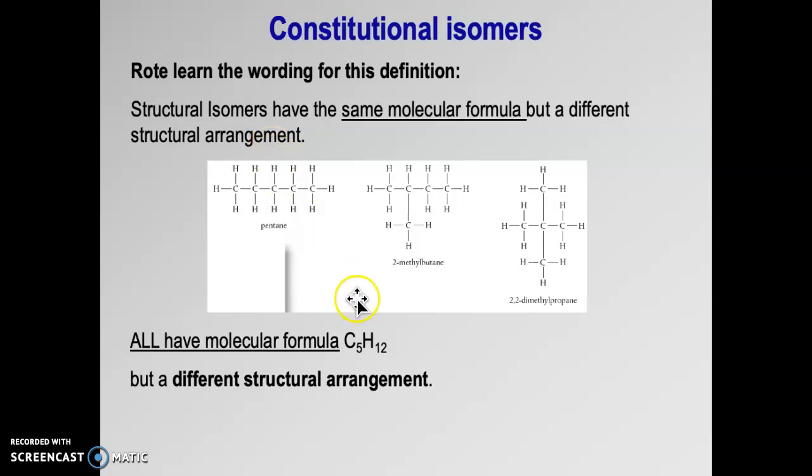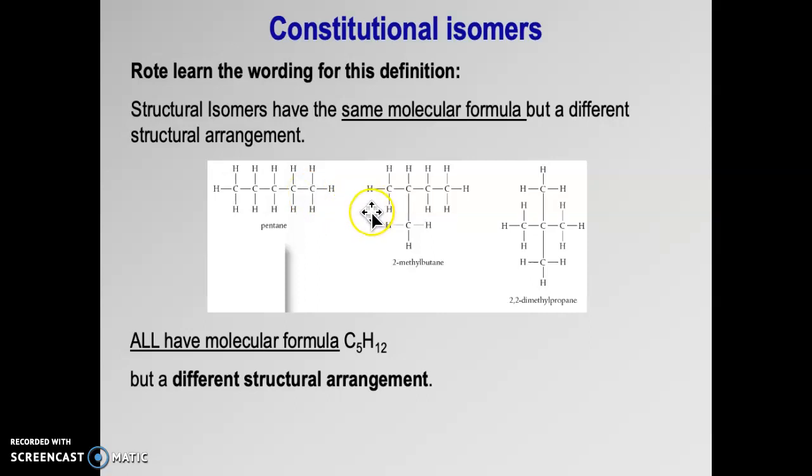So we've got some examples here. Each of these three molecules has the molecular formula C5H12. So what you'll find in this molecule is 5 carbons and 12 hydrogen atoms, likewise with these other two isomers. The difference is they differ in their structural arrangement. So the first isomer, pentane, is just one continuous carbon chain, or 5 carbons bonded in that continuous chain.